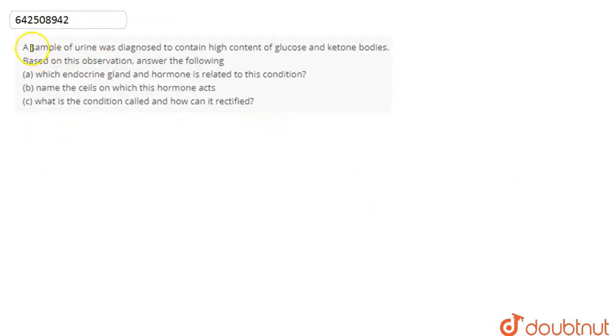We talk about this question. In this question, we are asked that a sample of urine was diagnosed to contain high content of glucose and ketone bodies. Based on this observation, answer the following. So the first part is: which endocrine gland and hormone is related to this condition?